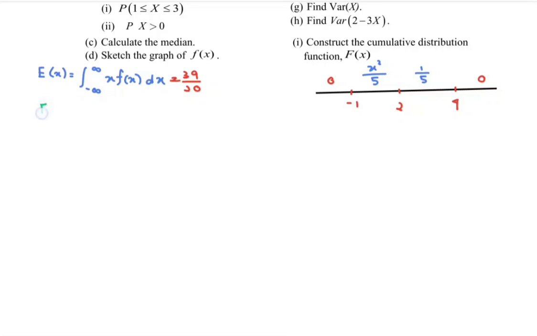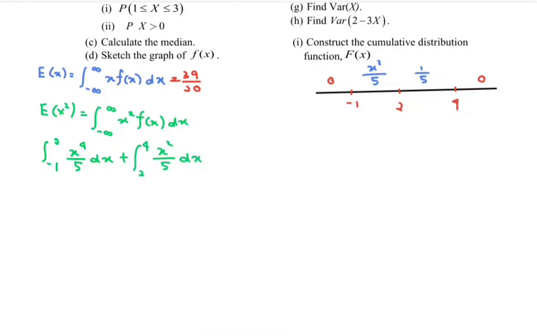Next is to find the E(X squared). So the formula would be integrate negative infinity until infinity. So here we have x squared multiplied with f(x) dx. Referring to the situation, integrate negative 1 until 2. The function will be x to the power 4 over 5 dx. Plus integrate 2 until 4, we have x squared over 5 with respect to x. Kindly integrate the situation. So x to the power 5, bracket, we have 1 over 25, 2 and negative 1, plus we have x to the power of 3, bracket, 1 over 15, bracket, we have 4 and 2.